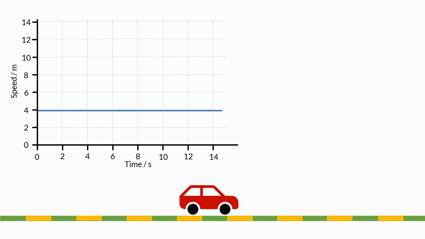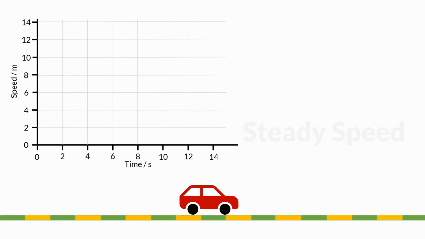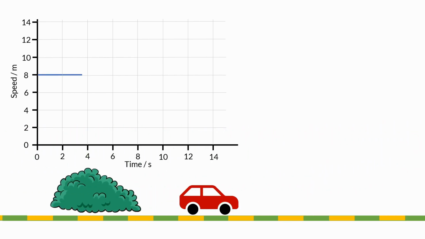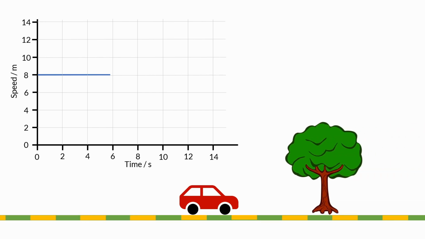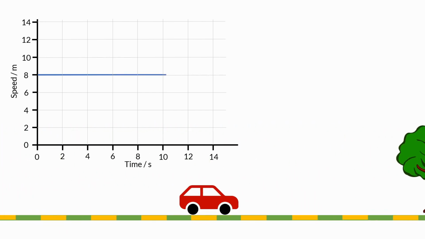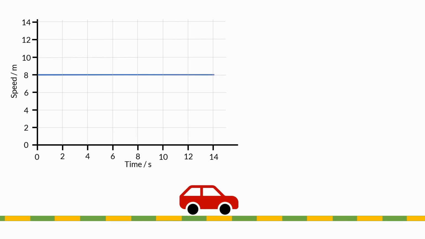Now, in a distance time graph, a horizontal line meant not moving, but in this case it means not changing speed. It's staying at a steady speed. In this case, the car is traveling at a higher speed, and that's represented in the graph by another horizontal line for steady speed. It's just higher up the graph, in this case 8 meters per second. So remember, horizontal line means steady speed.